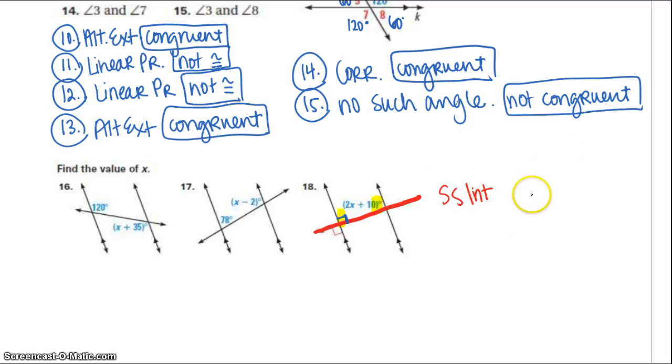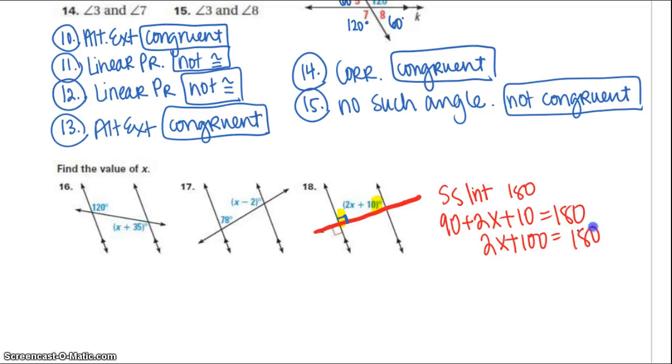And those, look at the chart. Congruent or 180? Same side interior: 180. So we're going to have to say that 90 degrees plus 2x plus 10 equals 180. And then you collect like terms. So 90 plus 10 is 100. So 2x plus 100 equals 180. And then we have to subtract 100 from both sides. 180 minus 100 is 80, so 2x equals 80. Then we have to divide by 2 on both sides, and 80 divided by 2 is 40. Boom! We got the answer.